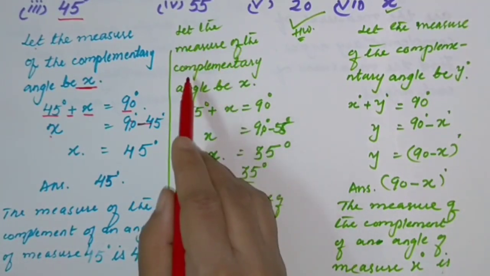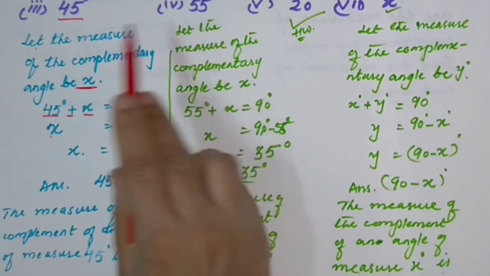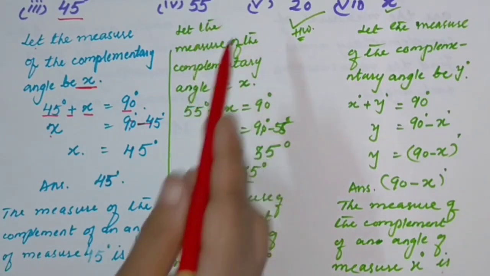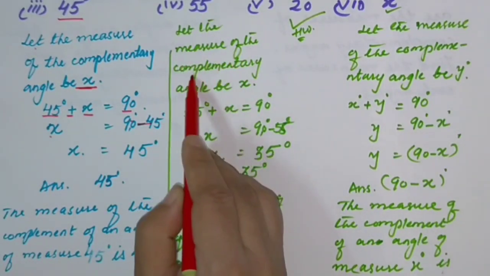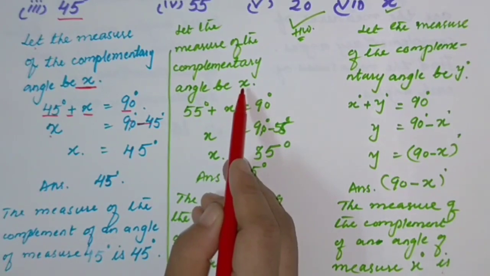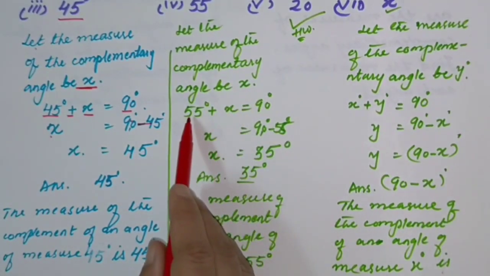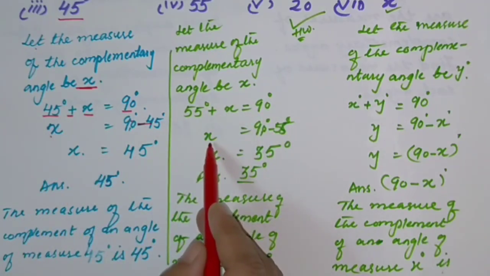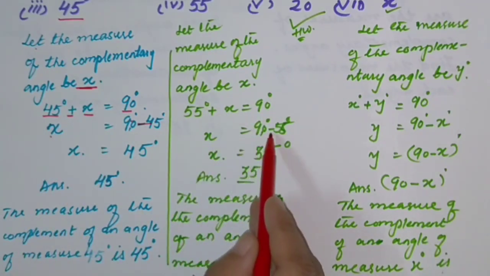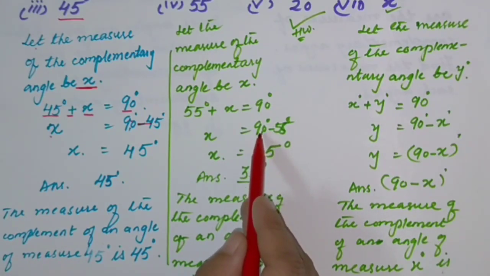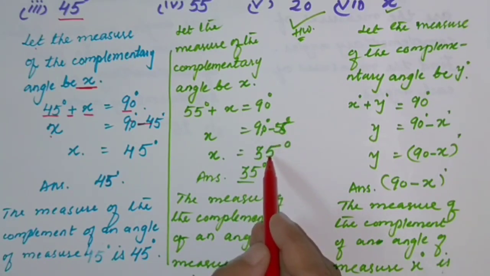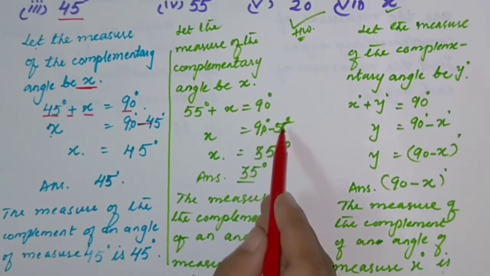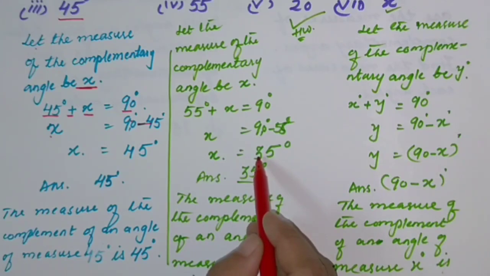Okay, now fourth question is 55 degrees. Same steps we have to follow again. Let the measure of the complementary angle be x. Now same step again, 55 degrees plus x is equal to 90 degrees. Now we have to find the value of x, therefore x is equal to 90 minus 55. When I subtract, 10 minus 5, what is it? It's 5. Now 4 minus 5, 3. 8 minus 5 is 3.